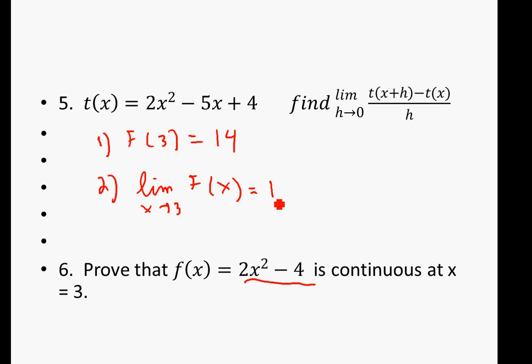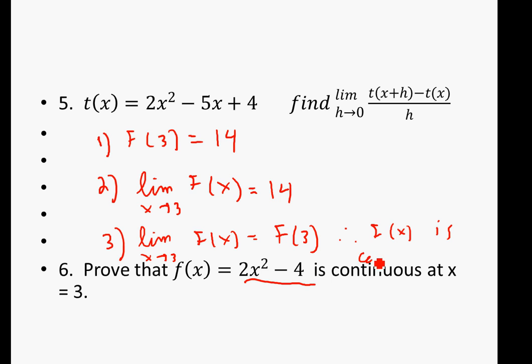Now, again, we're using continuity to prove continuity, but you're just checking rules here. That's all you're doing. So, since they're equal, you say that the limit as x goes to 3 of f of x is equal to f of 3. Therefore, f of x is continuous at x equals 3.